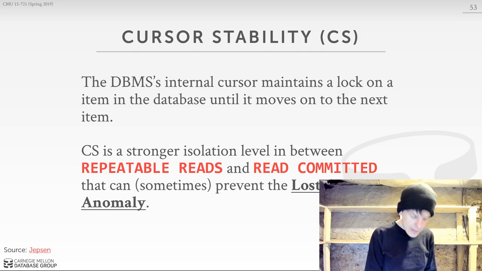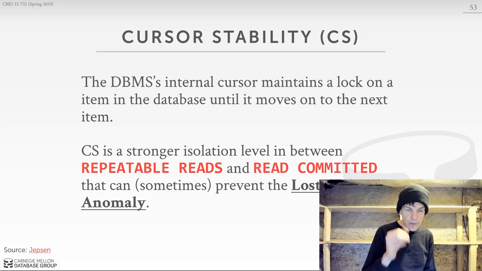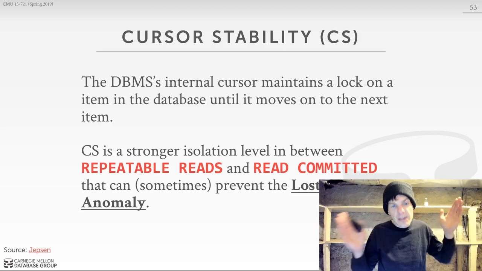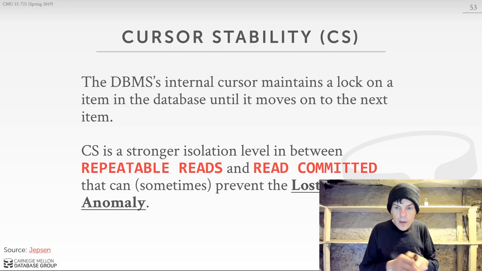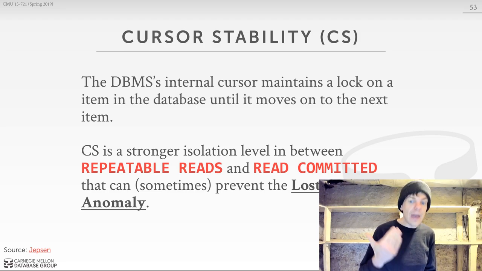So with cursor stability, the idea is that the database, as it executes a transaction, can maintain a cursor lock on whatever object the transaction is operating on, and it does not release that lock until it moves on to the next item. The way to think about this is that it's a slightly stronger isolation level that sits in between repeatable read and read committed that prevents what is called the lost update anomaly. This is not the same thing as two-phase locking, because you're not acquiring locks in a growing phase and releasing in a shrinking phase. In two-phase locking, the growing and shrinking phases are within the context of the entire transaction. This cursor lock is held for a single query, or multiple queries that operate on the same object. But as soon as I move on to another object, I release that lock. I can only hold one cursor lock at a time, so therefore there can't be any deadlocks.